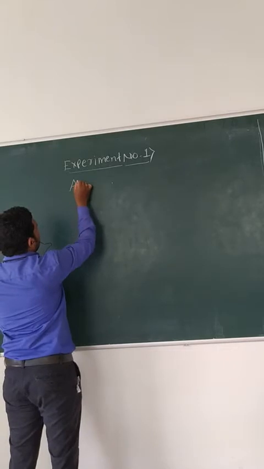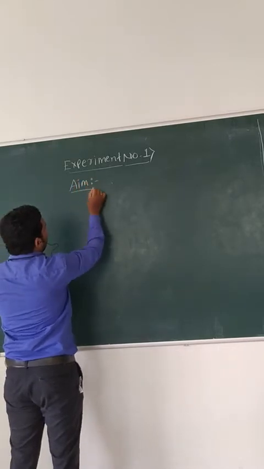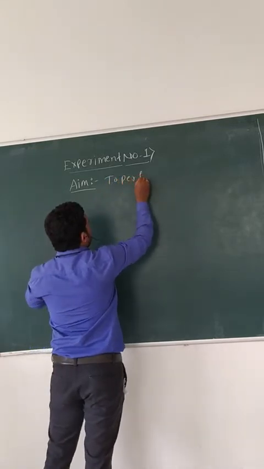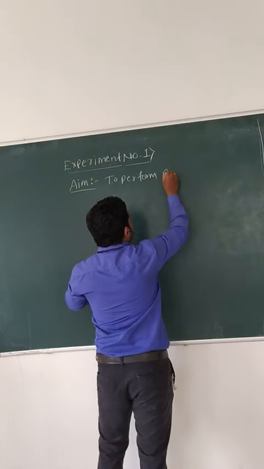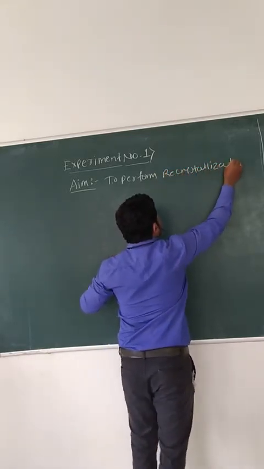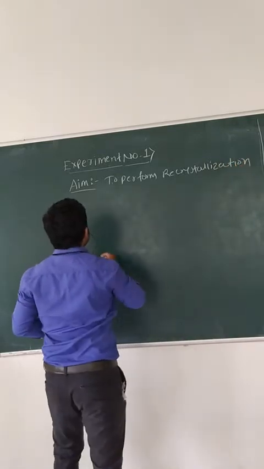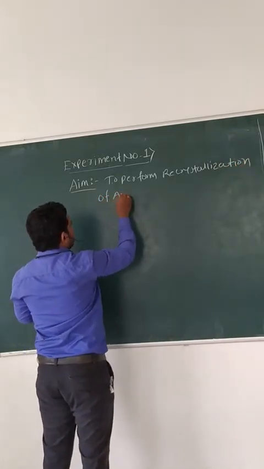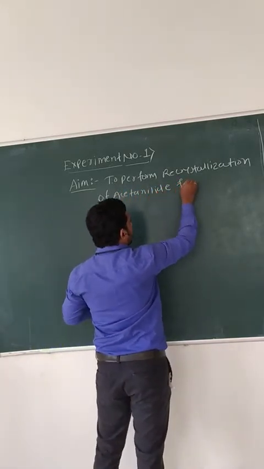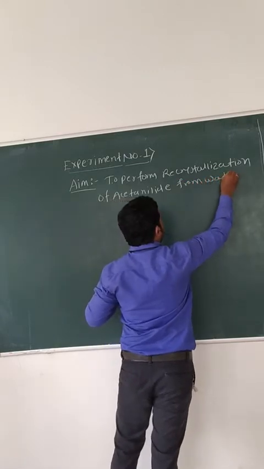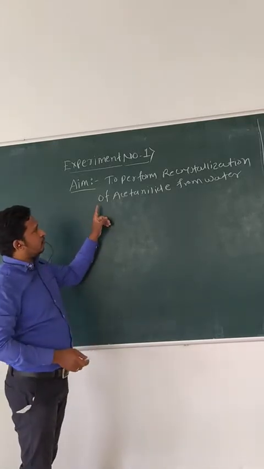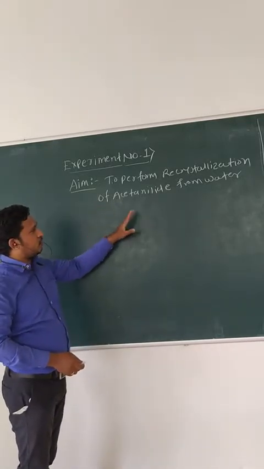Experiment number 1, recrystallization of acetanilide from water. So today you have to perform, that is the aim, to perform recrystallization of acetanilide from water. Okay. So today you have to perform the first experiment, that is to perform the recrystallization of acetanilide from water.